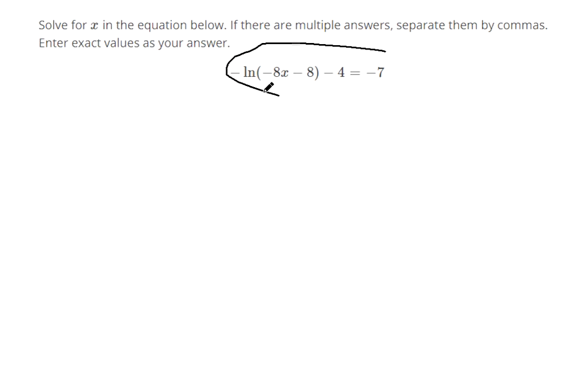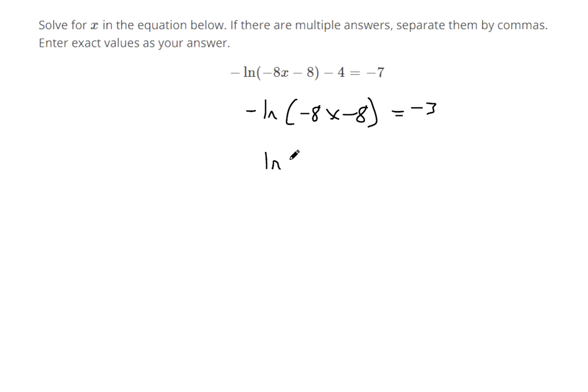So with this logarithmic equation, let's try to get the logarithm by itself first. We'll add that 4 to both sides. So that makes it disappear on the left, and negative 7 plus 4 gives us a negative 3 on the right. Let's get rid of the negative sign. We'll divide both sides by negative 1, or you can think of it as multiplying both sides by negative 1.